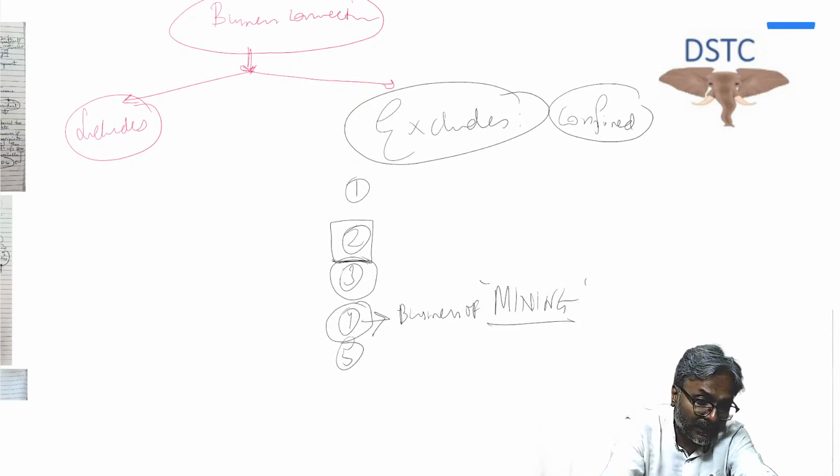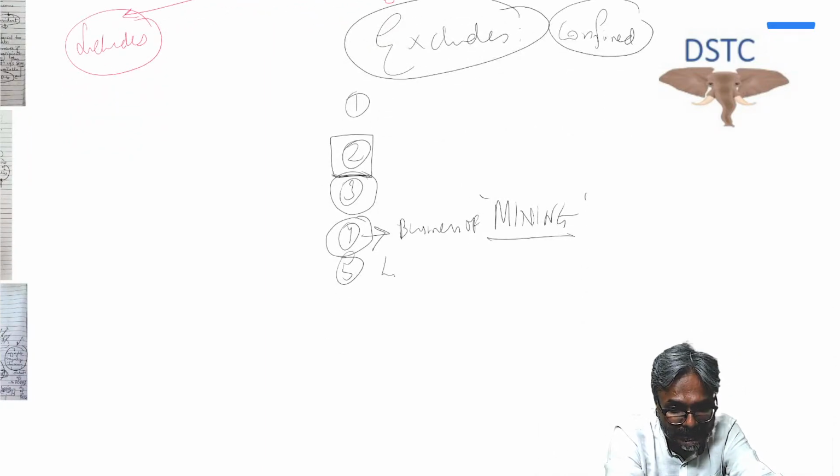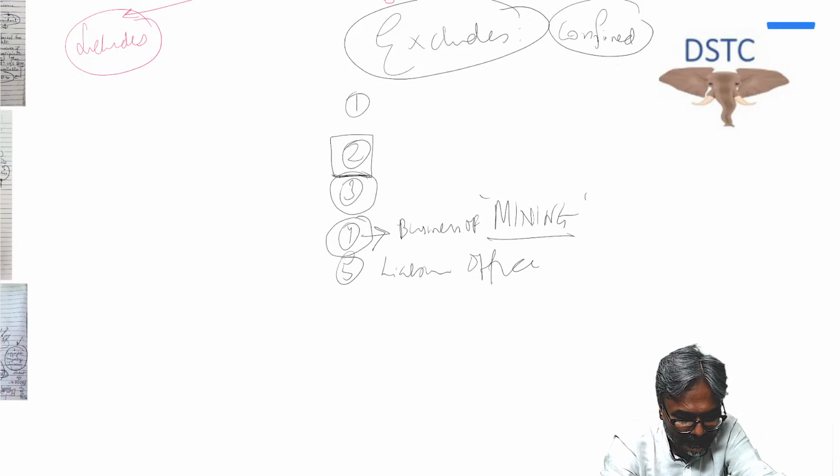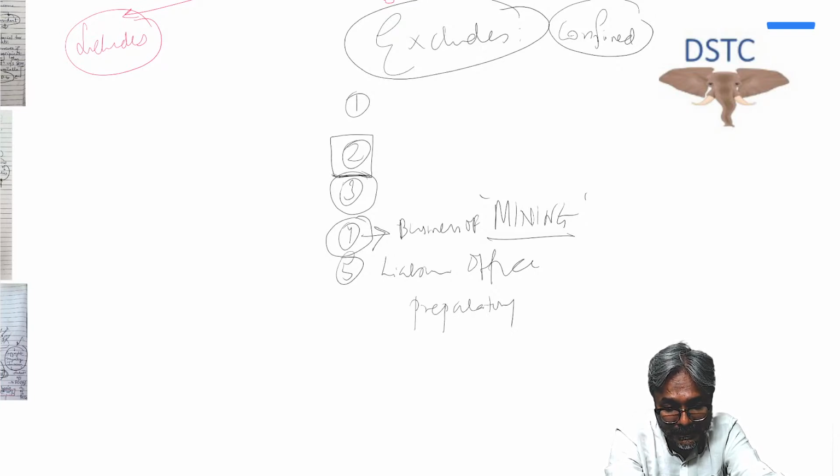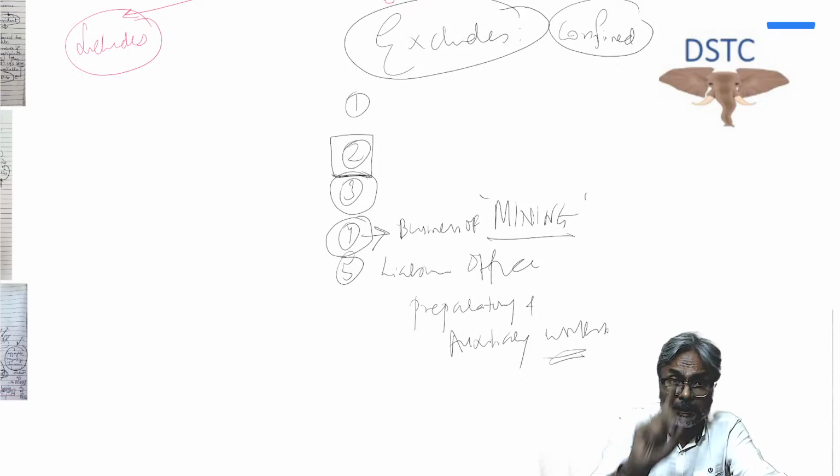And the last one, a very important exclusion, students, is the license office. In the case of license office, the license is only for the preparatory and auxiliary work, students. That is it. These words are very important. For license office, only preparatory and auxiliary work.